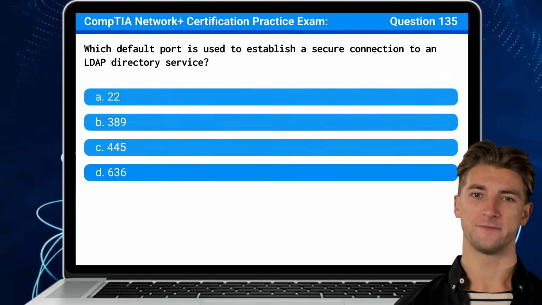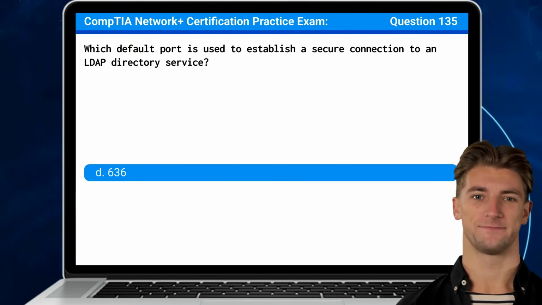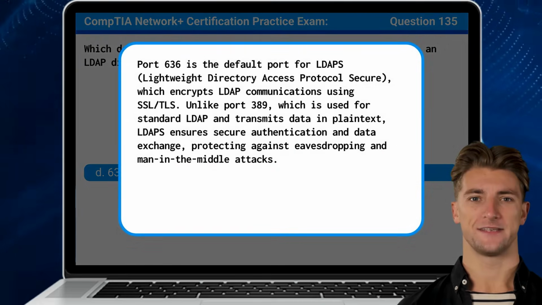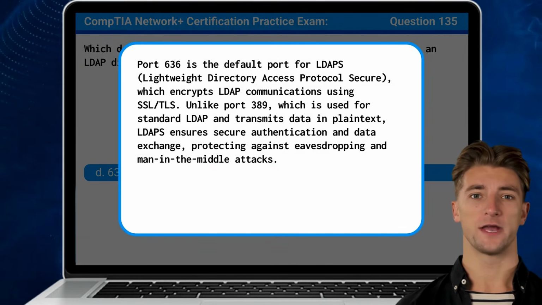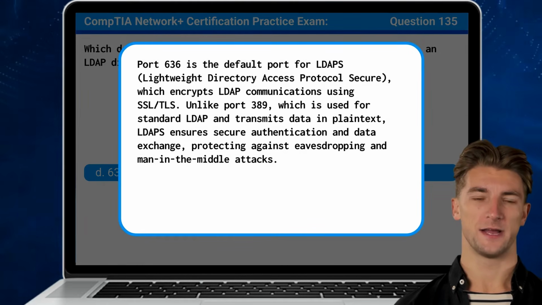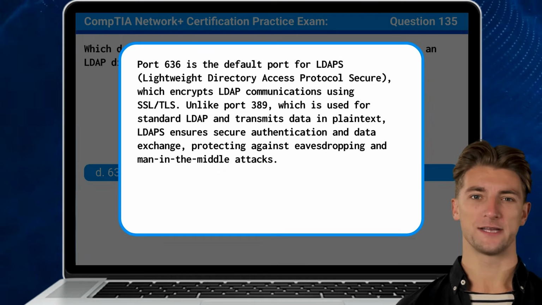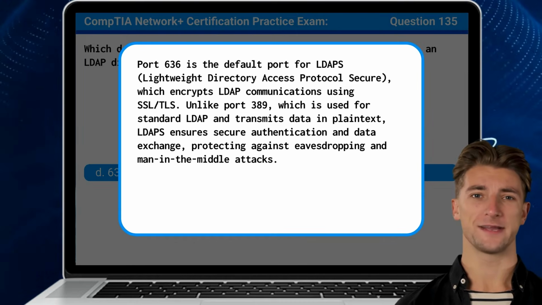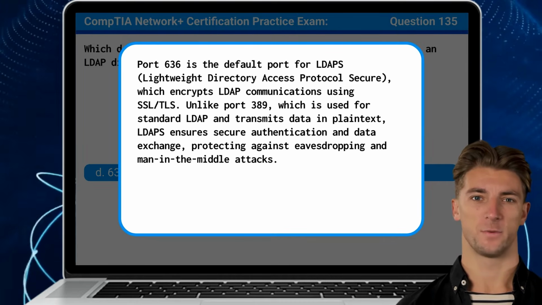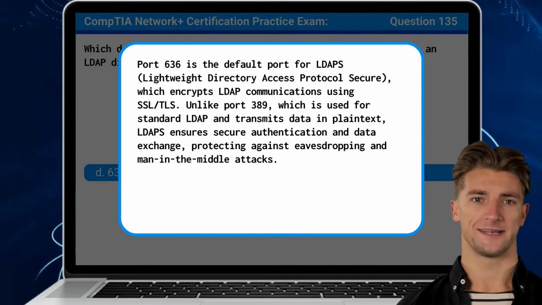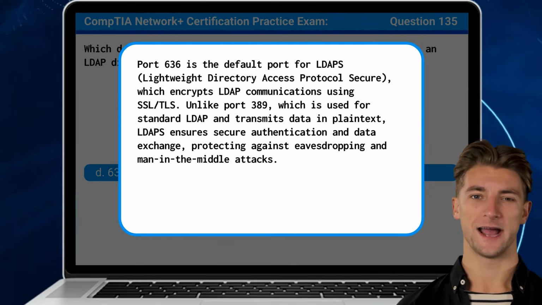The answer is D. 636. Port 636 is the default port for LDAP-S, or Lightweight Directory Access Protocol Secure, which encrypts LDAP communications using SSL/TLS. Unlike port 389, which is used for standard LDAP and transmits data in plain text, LDAP-S ensures secure authentication and data exchange, protecting against eavesdropping and man-in-the-middle attacks.